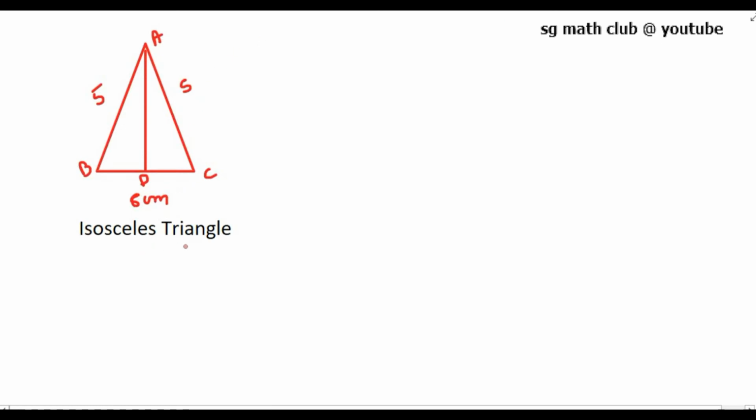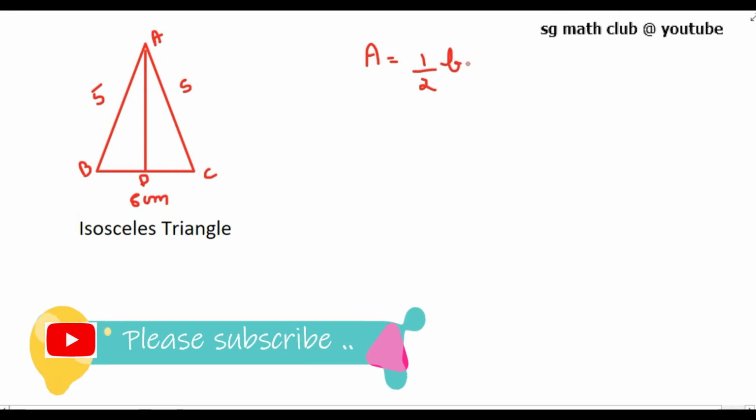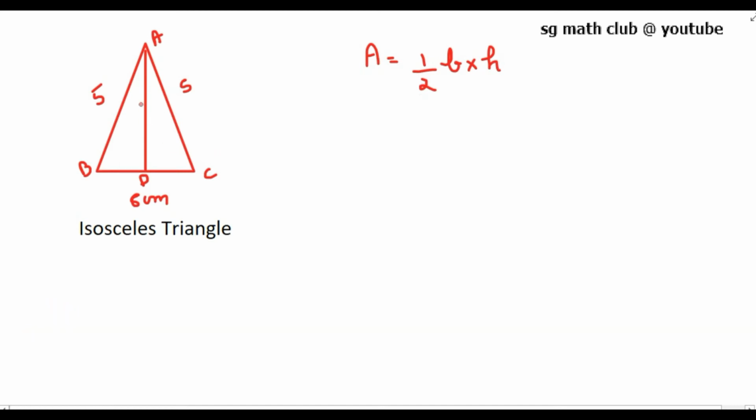Now consider an isosceles triangle. We know that for an isosceles triangle, two sides will be equal. So here two sides are 5 cm and the base is 8 cm. Can we apply this formula, half base into height, to find out area of this triangle? Again, we need to find the height. Here base is 8 cm. We have to apply the Pythagoras theorem to find out the height of this triangle.